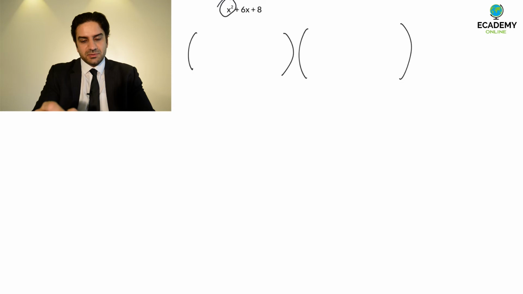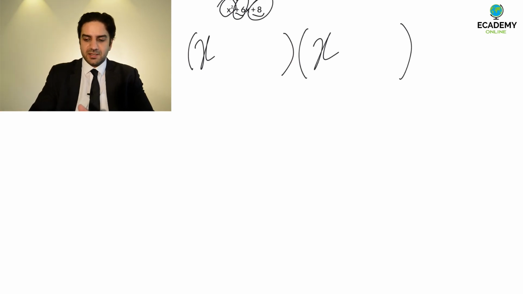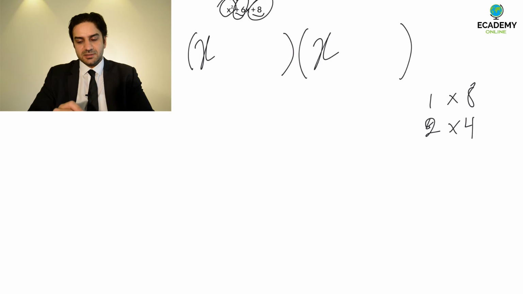I know from the x squared that it is x times x. There are a set of numbers, when multiplied by each other, they give me 8, and when added to each other, they give me 6. If I break down the 8, I have 1 times 8, 2 times 4, that's it.